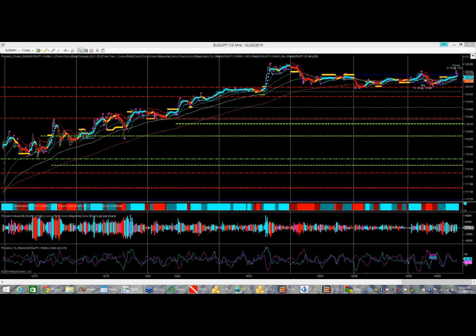Now, many people say, well, those are pivot points. They are not pivot points. Let's get that very clear right here, right now. Why? Because they change. They do not stay the same. Pivot points pretty much stay the same. These price levels do not.